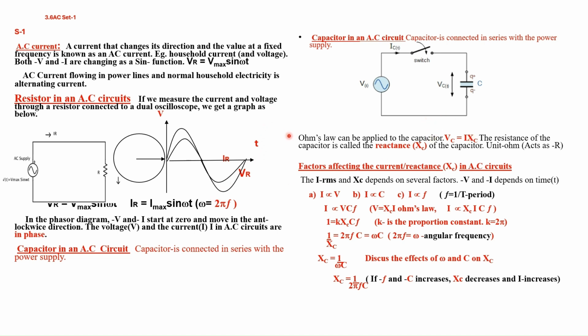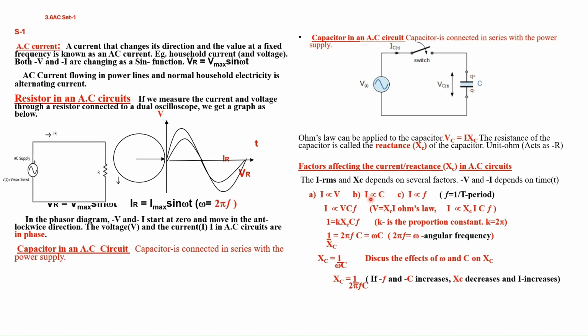Now, there are some important factors here. So the factors affecting the current or the reactance, that is XC, in an AC circuit. What are the factors influencing the current and the reactance across the capacitor? Right, there are some relationships. First one, I is directly proportional to the voltage, that means the voltage across the capacitor. I am referring to the capacitor now. So I and V are directly proportional. That is Ohm's law. That means when V increases, you have a larger current and vice versa.